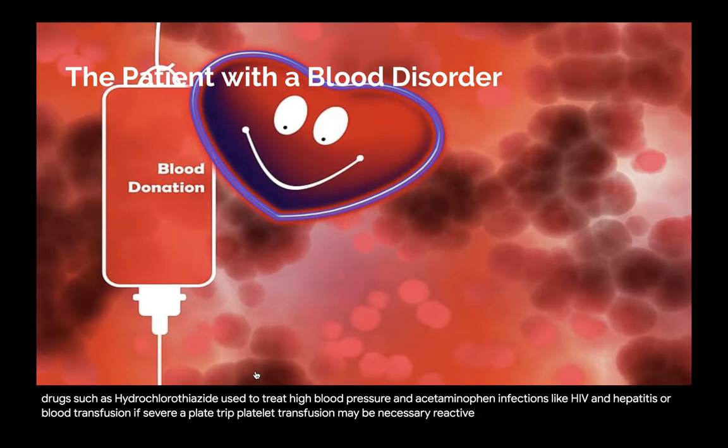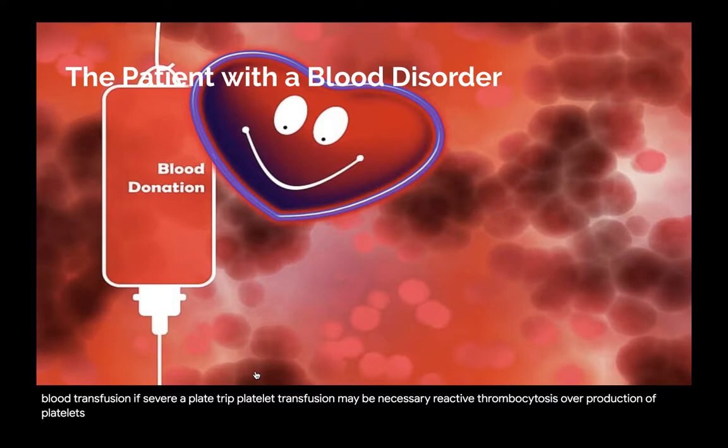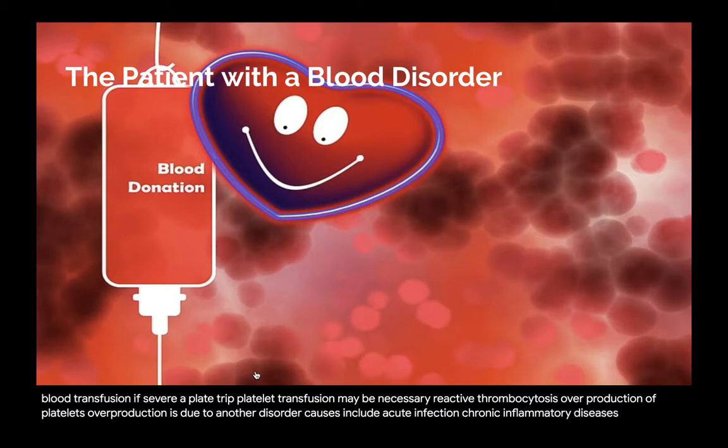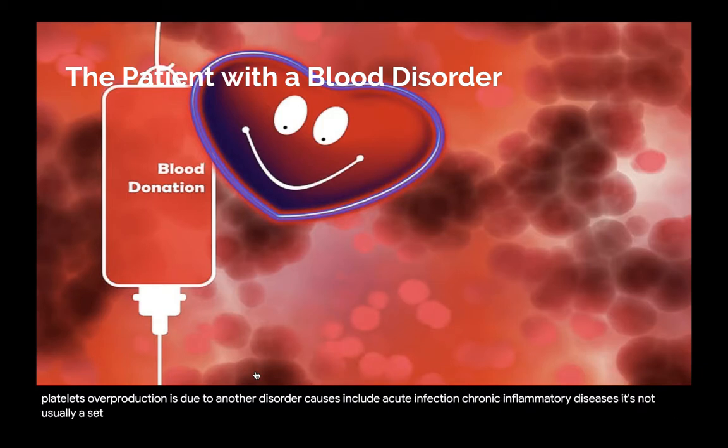Reactive thrombocytosis, overproduction of platelets. Overproduction is due to another disorder. Causes include acute infection, chronic inflammatory diseases, iron deficiencies, and certain cancers. It's not usually an increased risk for thrombosis.